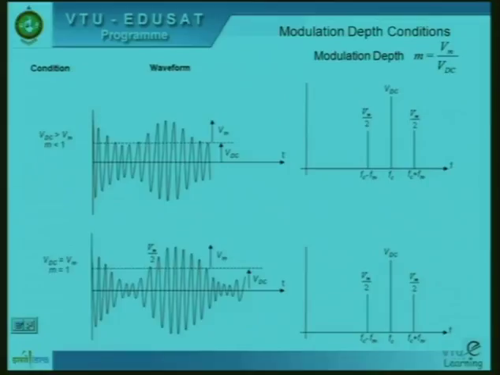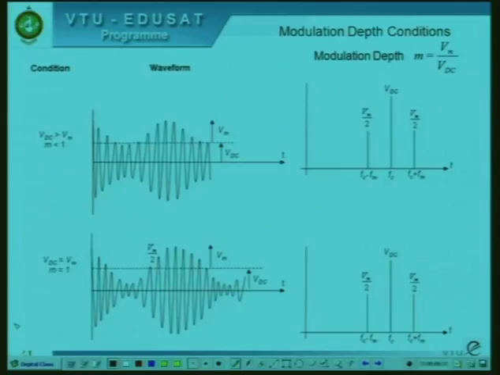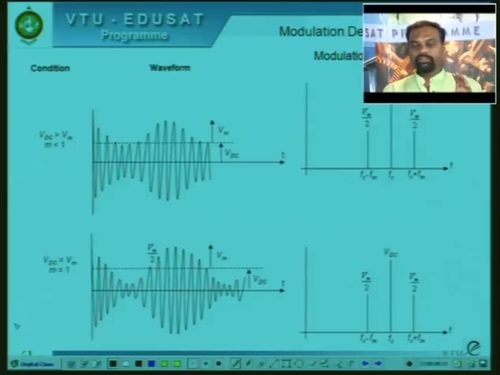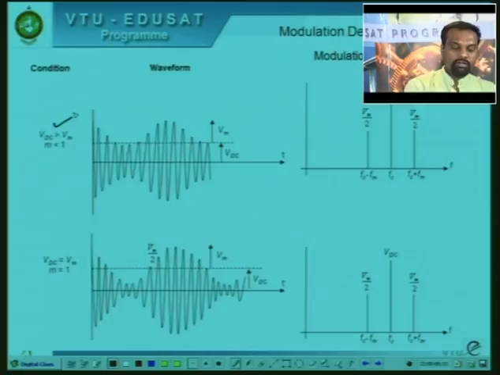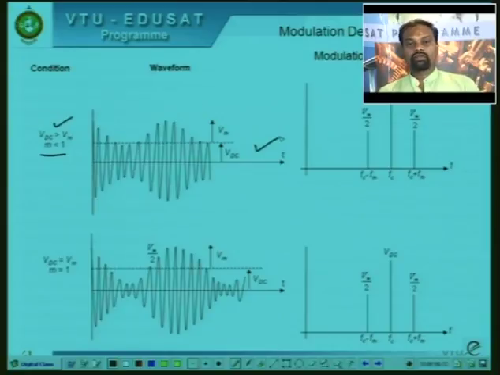Yes, the first condition. M is equal to Vm by VDC, that is the modulation depth. If Vm is less than VDC, it means the DC shift that you provide onto the modulating signal is larger than the maximum amplitude of the modulating signal, that is VDC is greater than Vm, or M is less than 1. This is what we get here. So we find that you have 3 components: VDC is one component, then Vm by 2 at the higher frequency, and Vm by 2 as the lower sideband.